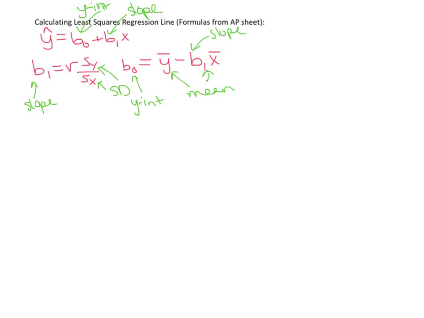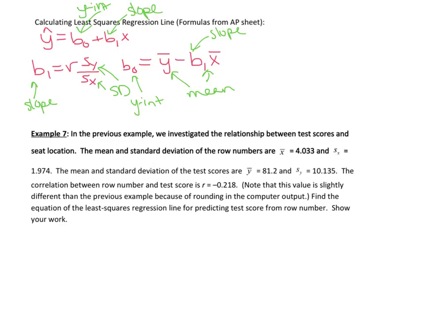So let's do an example where we use these. So go ahead, read through this example, and if you feel like you can work this out using the formulas given above, go ahead and give it a try. If not, I'm going to work through it for you. So first thing that we need to do is we have to start by finding our slope. We can't find our intercept until we get that.